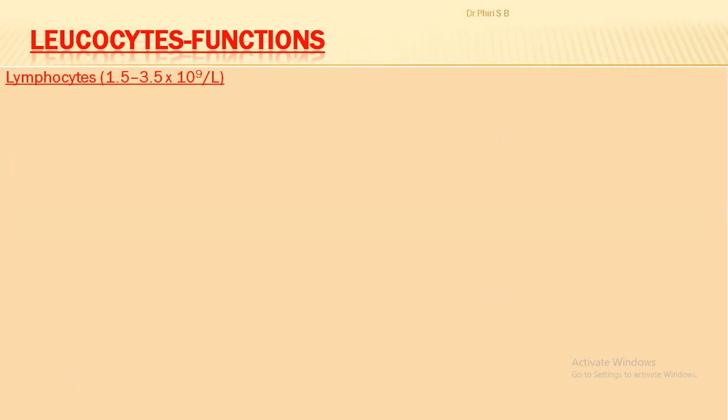Now let's look at the function of lymphocytes in particular. In terms of numbers, lymphocytes should be about 1.5 to 3.5 times 10 raised to the power 9 lymphocytes per liter. The neutrophils are more than the lymphocytes, so lymphocytes are second in terms of numbers of white blood cells. That's why it's between 1.5 and about 3.5 times 10 to the power 9 lymphocytes per liter.